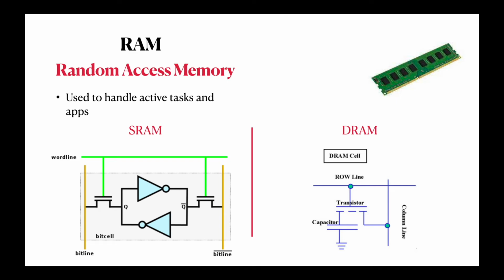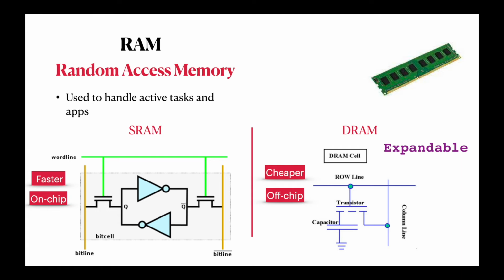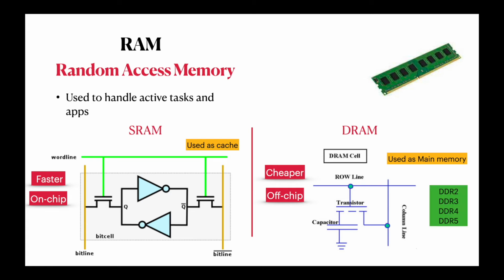Since SRAM uses flip-flops and some transistors, the data access time is comparatively low. So, SRAM is faster. DRAM offers high packaging density, so it is cost-effective. SRAM is on-chip memory, whereas DRAM is off-chip memory, so DRAM is easily expandable. DRAM is used as main memory, while SRAM is used for cache. DDR2, DDR3, DDR4, and DDR5 are widely used in computers as main memory.